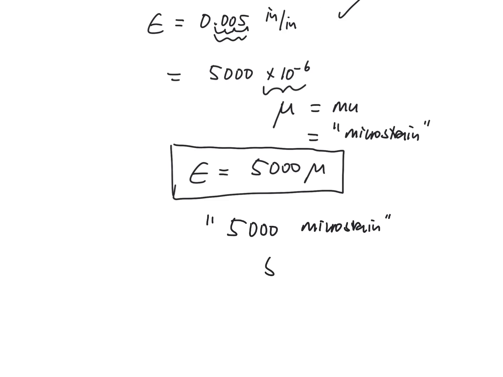So you would say, okay, that's 5,000. You got to do this in your head when you're first starting, times 10 to the minus 6. So you have to go 1, 2, 3, 4, 5, 6. So you could say, oh, 5,000 microstrain is 0.005. So it's a good chance for you to kind of get comfortable with that particular sort of concept.